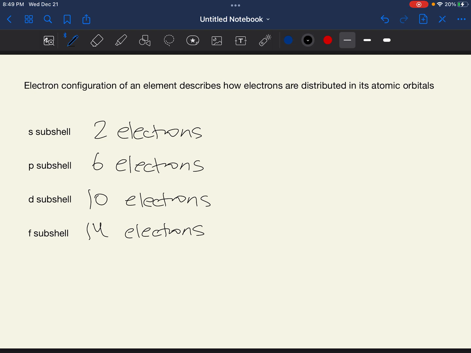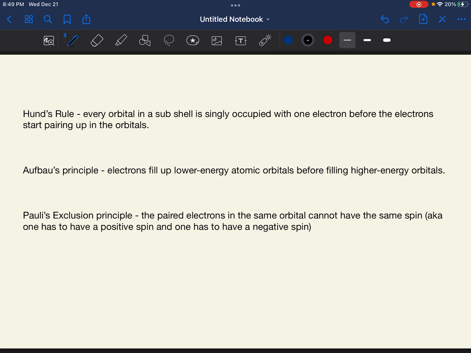But before we get started on any of that, I would like to go over 3 rules that determine how we write our electron configuration and our orbital notation and all that good stuff. So, Hund's rule says that every orbital in a subshell is singly occupied with 1 electron before the electrons start pairing up in the orbitals. I'll touch on all 3 of these rules more in depth in orbital notation because I feel like it makes more sense there, but I'll give you a little bit of direction here. So for Hund's rule, every orbital must be occupied with 1 electron before pairing up.